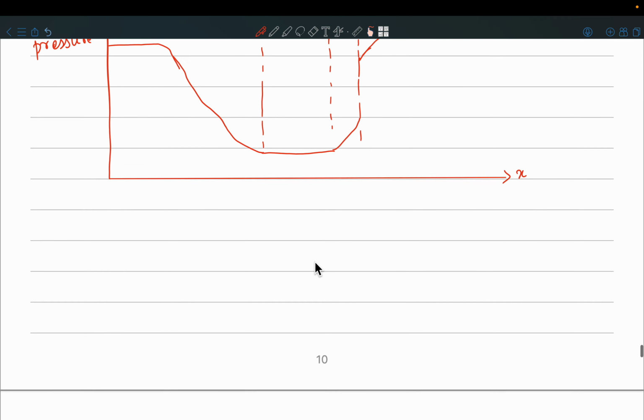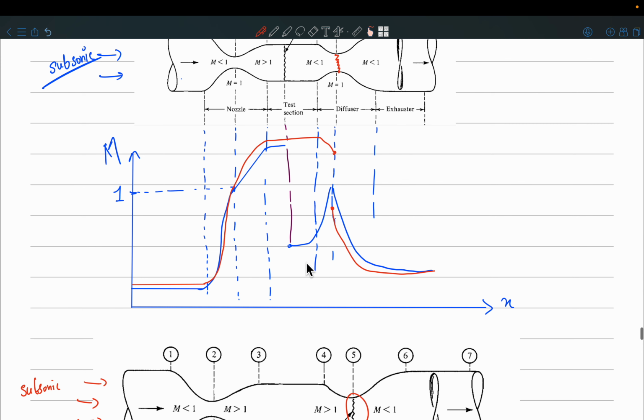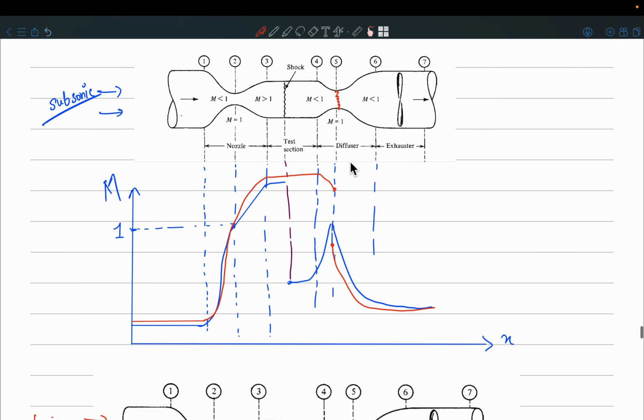But if you also notice, what did we say? We want to operate at Mach 1 in the nozzle throat and the diffuser throat. And why do we want to operate at Mach 1? I could have operated at Mach 2, right? Why?